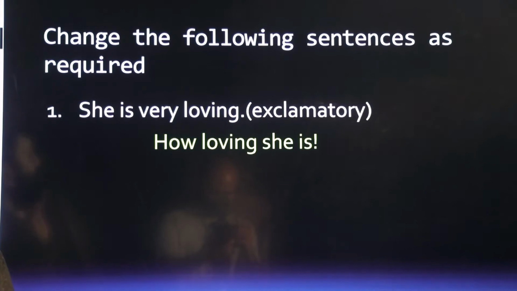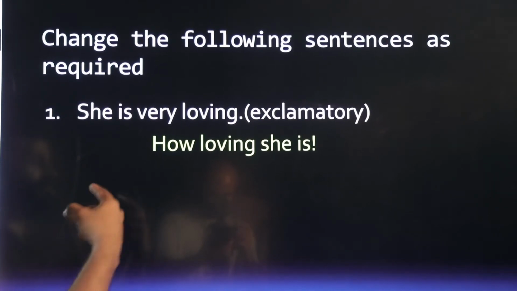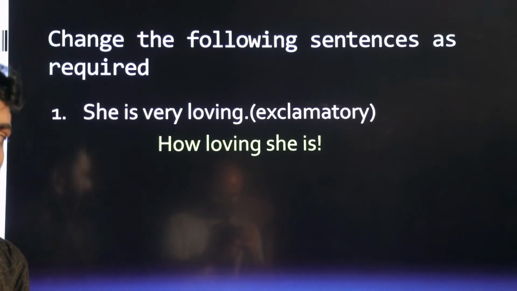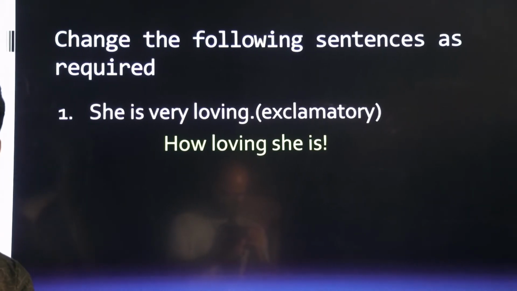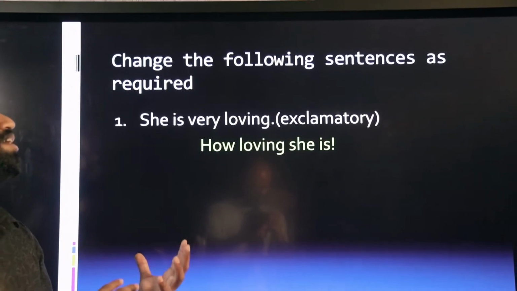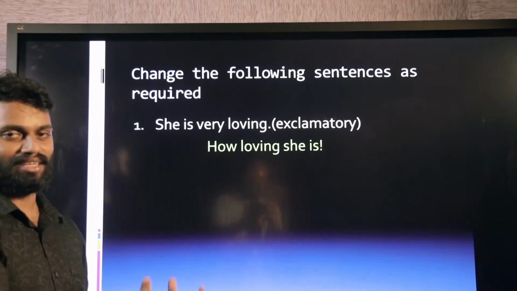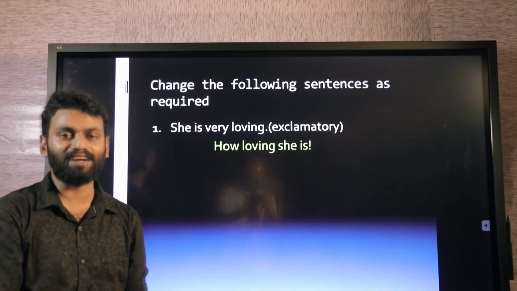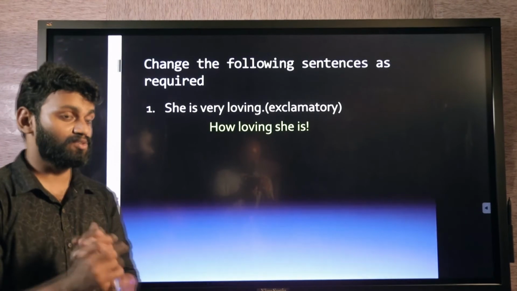Now let me give you a tip of how to change a sentence into exclamatory sentence. Exclamatory sentences can be easily formed with the use of interrogative pronouns. I hope you know what are interrogative pronouns. They are like what, when, which, where, how, all this. So you just add that word in front and make a sentence. How loving she is. And at the end you put an exclamation mark. It becomes an exclamatory sentence.